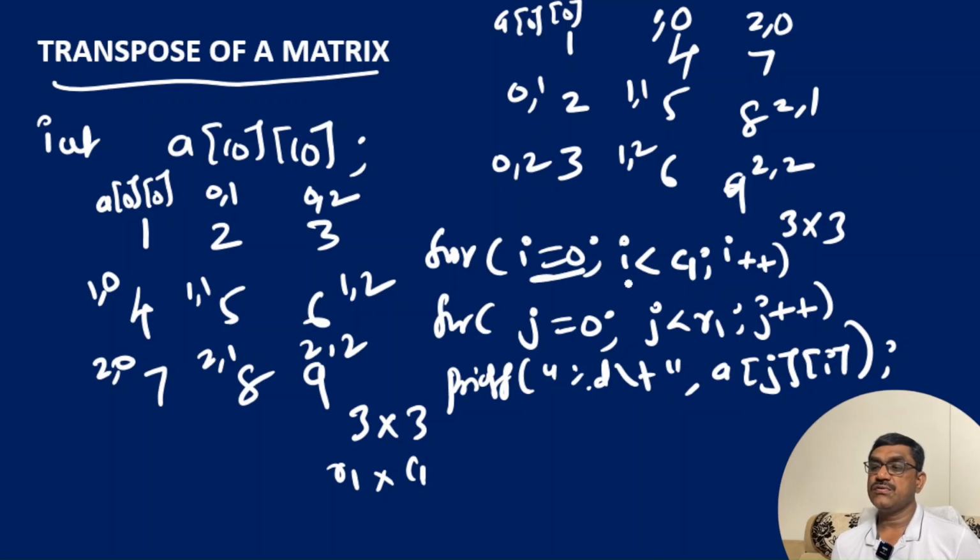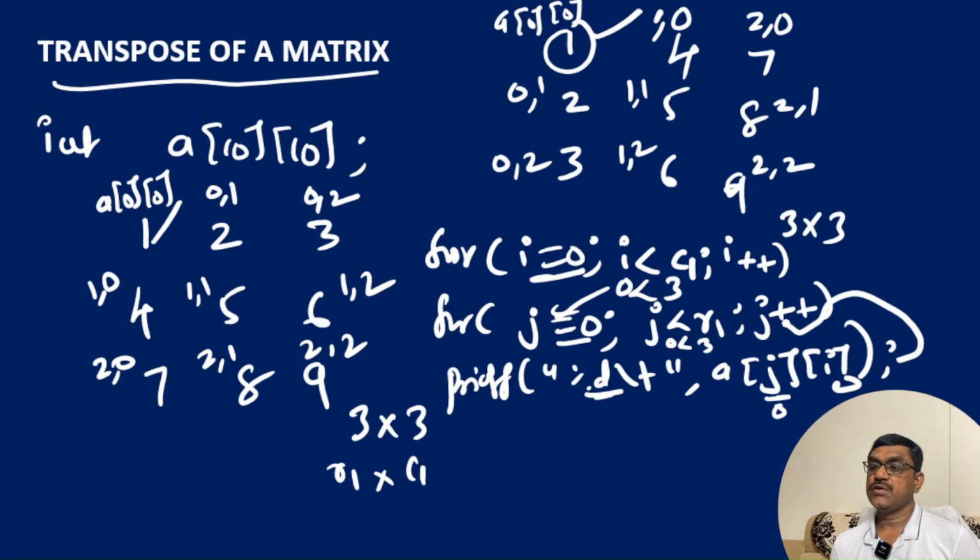So if you trace this code, what happened? i equals 0, right? 0 is less than C1. C1 how much? 3. 0 is less than 3. Yes, the condition is true. Then go to the second for loop. j equals 0. j is less than R1, 3. Yes, the condition is true. We are printing A of j, value 0, and here i value is 0. A of 0, 0. So we are printing A of 0, 0. Here A of 0, 0 is 1. Here also we are printing 1.